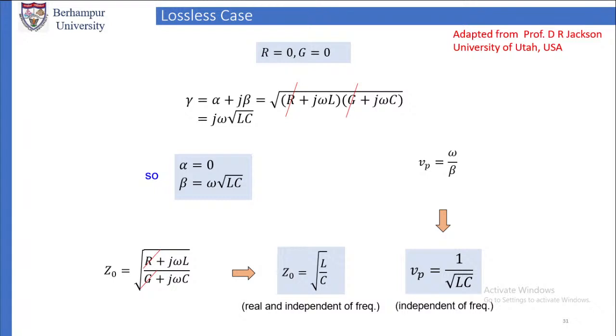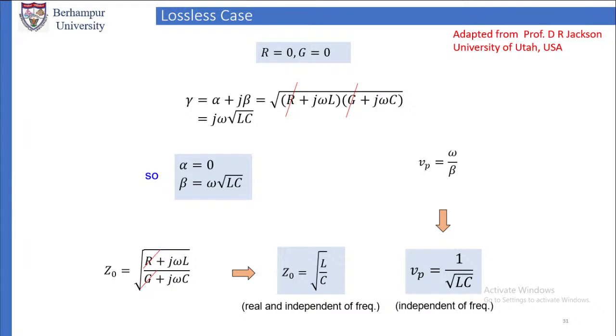Then Vp, which is equal to omega by beta. For beta, put omega into root over of LC. So omega upon omega root over of LC, omega will cancel out. So Vp will be 1 by root over of LC.